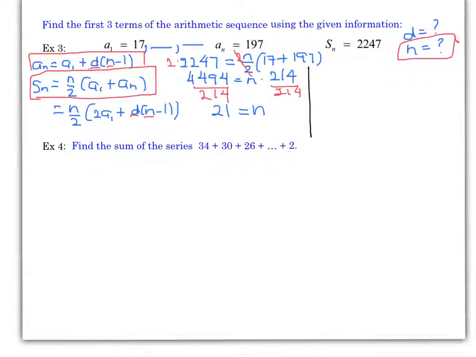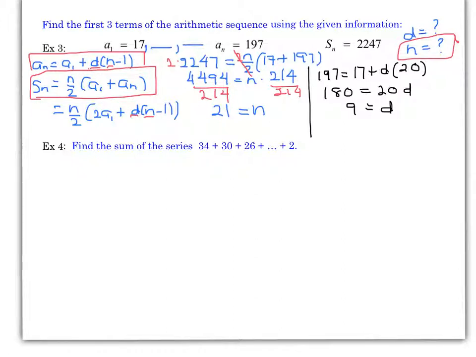So a sub n, well, we know a sub n. A sub n is 197 equals a sub 1, which is 17, plus d, which we don't know, times our n minus 1, which is going to be 20. So working this out gives me 180 equals 20 times d. So d turns out to be 9.